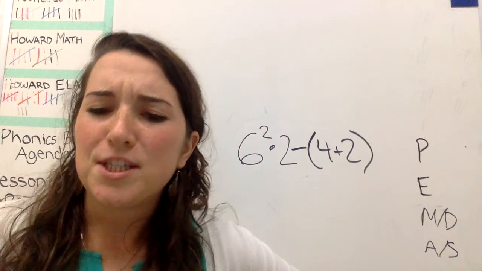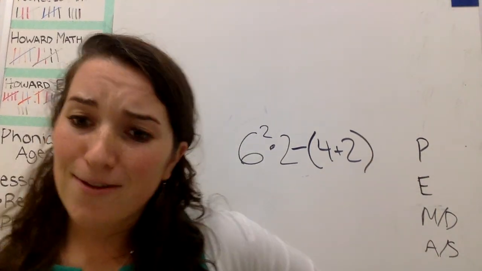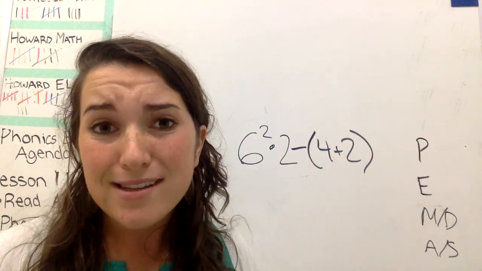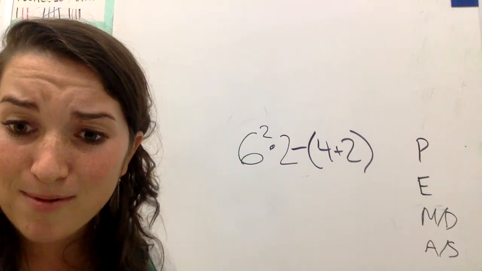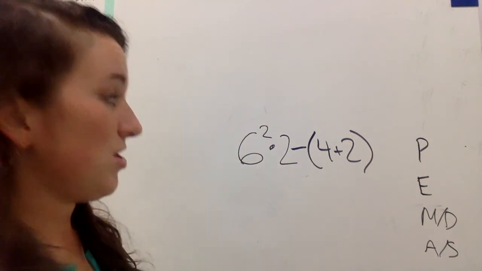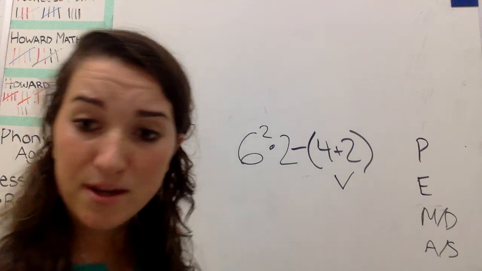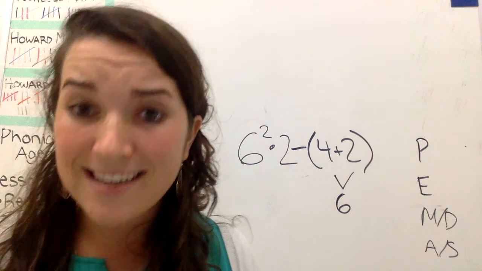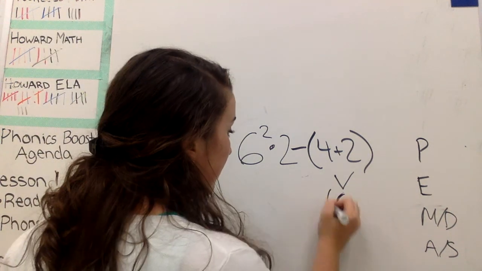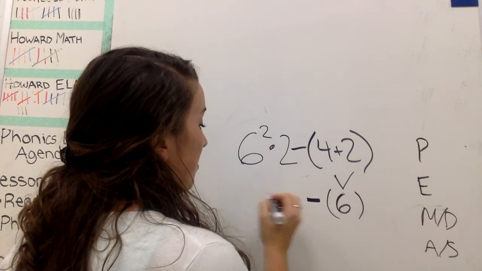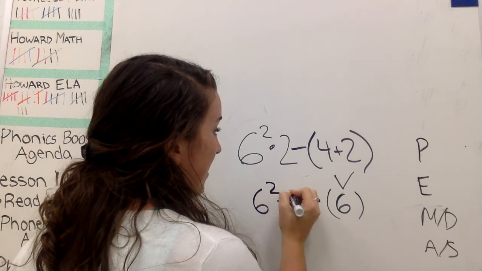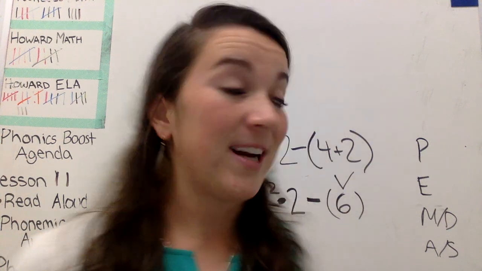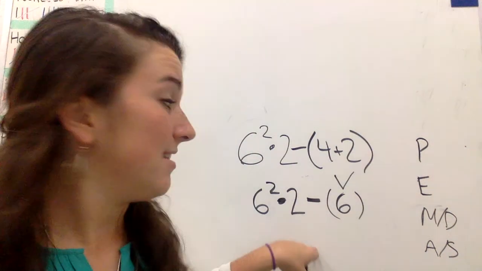Okay, so I'm going to look at this problem and then look at my checklist. So the first thing I'm going to say to myself is, okay, I need to solve my parentheses first. Do I have parentheses in this problem? I look at this problem, I do. So that's the very first thing I'm going to do. I'm going to solve inside the parentheses. Then I'm going to rewrite everything else exactly the same way. I'm going to keep my parentheses, and I'm going to rewrite 6 squared times 2. This is the most important part that a lot of us forget. We just rewrite everything exactly the same.